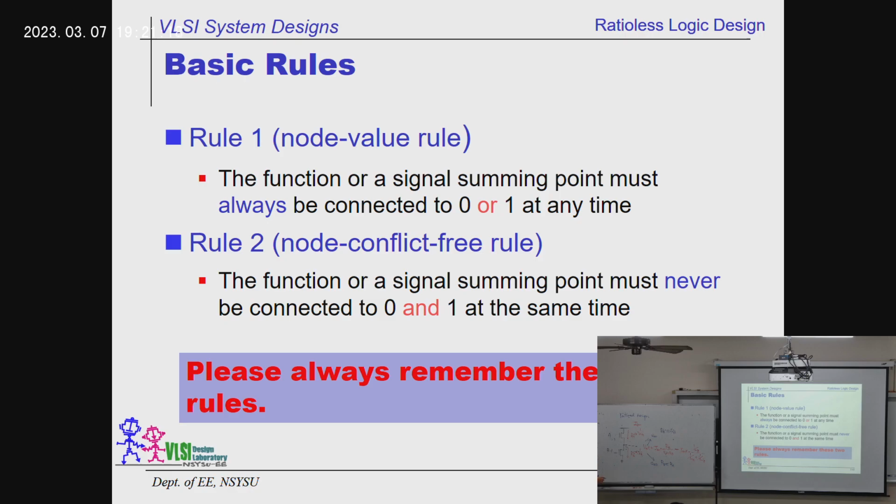Why? Because the output voltage depends on the ratio of the pull-up and the pull-down. This is only one example. And why is it bad? Because you run into a situation where a signal summing point is connected to 0 and 1 at the same time. If you run into this kind of problem, I guarantee you're going to have a ratio design over there, and then you have to select the sizes even more carefully. Otherwise, you will generate a wrong output, a wrong logic. Is that clear?